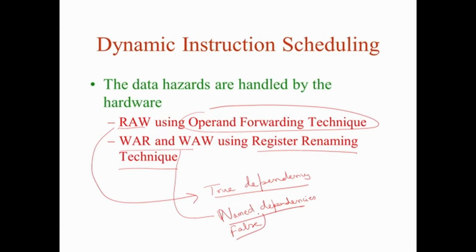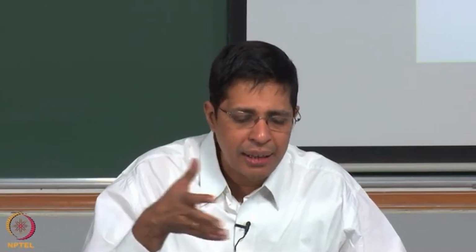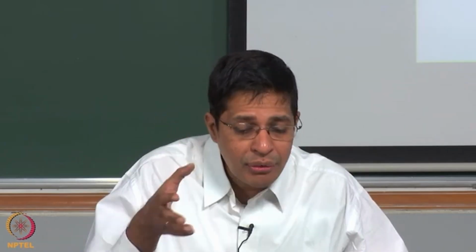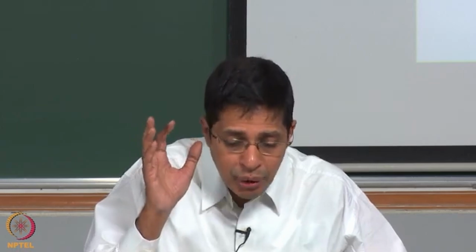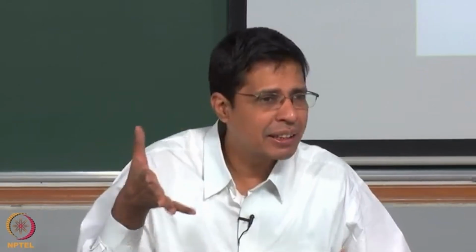Okay. So the hardware that we are going to deal with in tomorrow's class is one that will solve the RAW, WAR and WAW hazards completely. We will spend 45 minutes to understand this. For the RAW we will be using something called the operand forwarding technique, while for the WAR and WAW we will be using something called the register renaming technique.